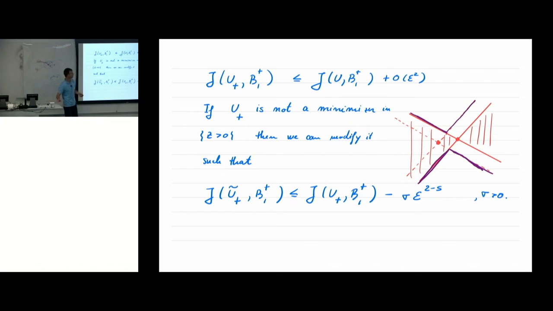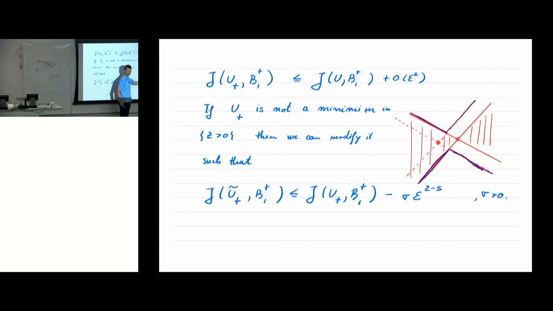What is the contradiction? I know that this energy is more or less the energy of U plus this error, epsilon squared. On the other hand, I can modify this slightly and get the energy down by this amount. But this is much bigger than this. So I lowered the energy beyond the minimizer. Where did I use dimension 2? I use dimension 2 here. This is supposed to be an n minus s.